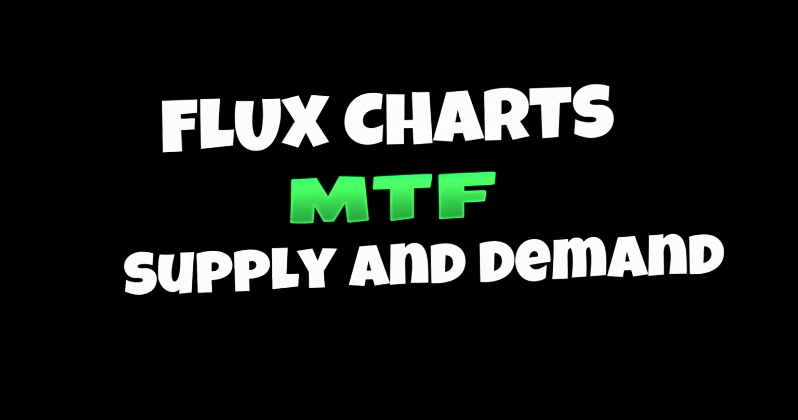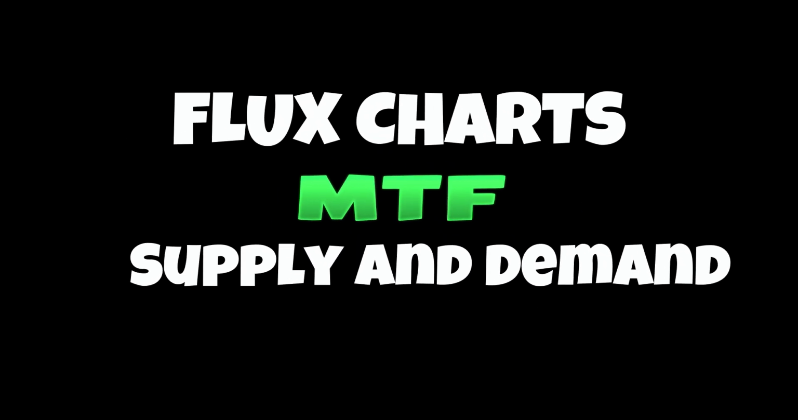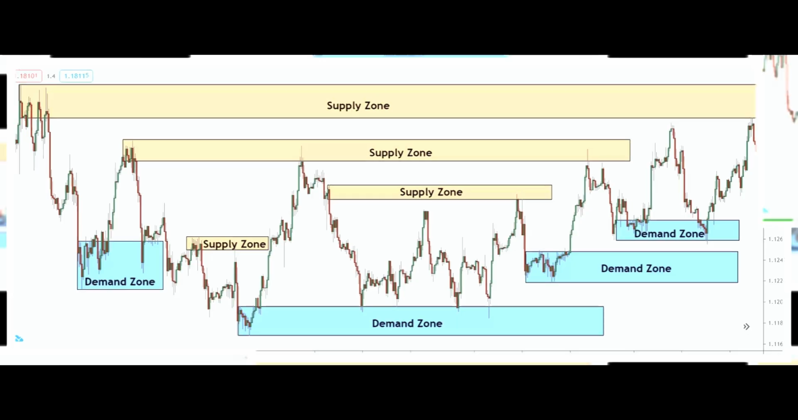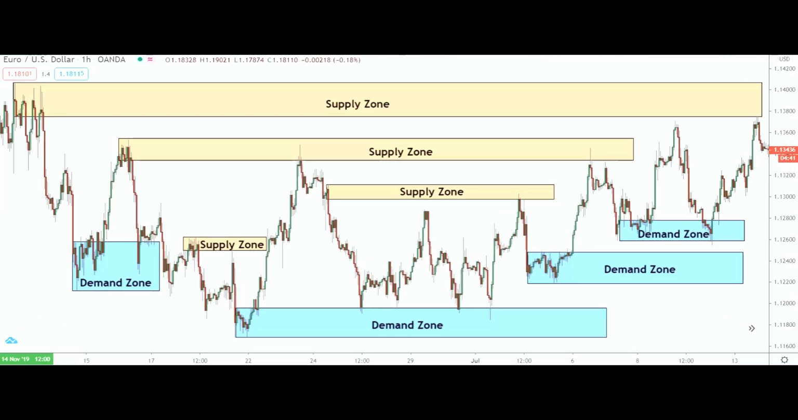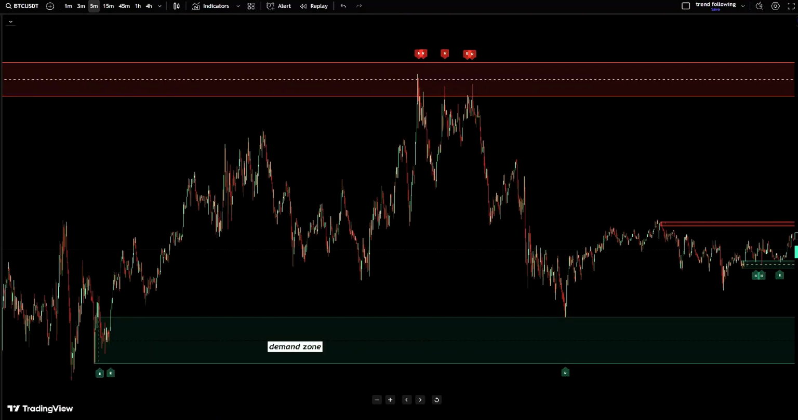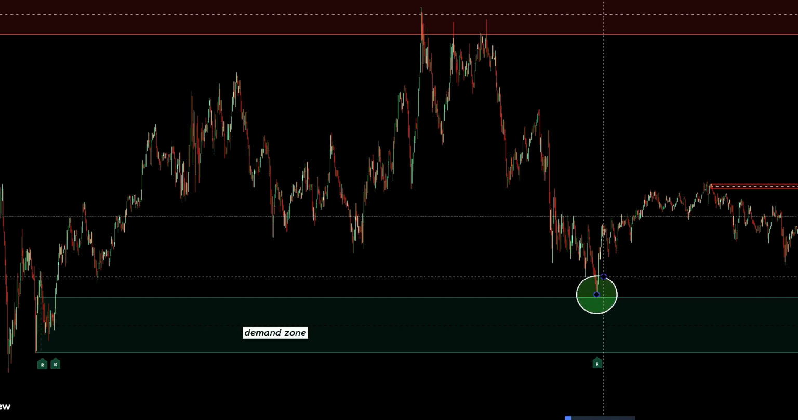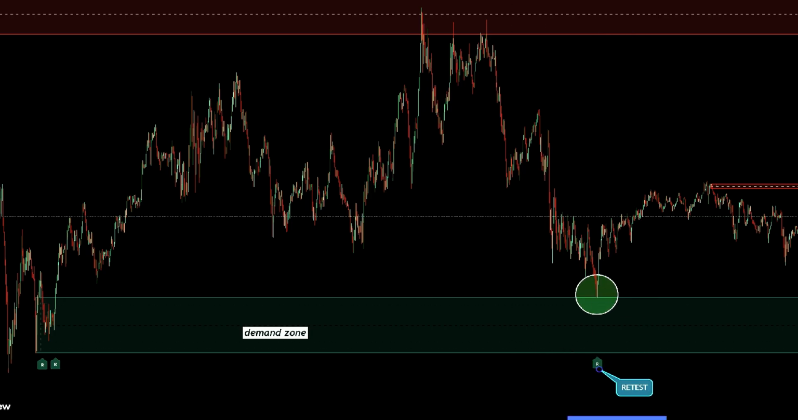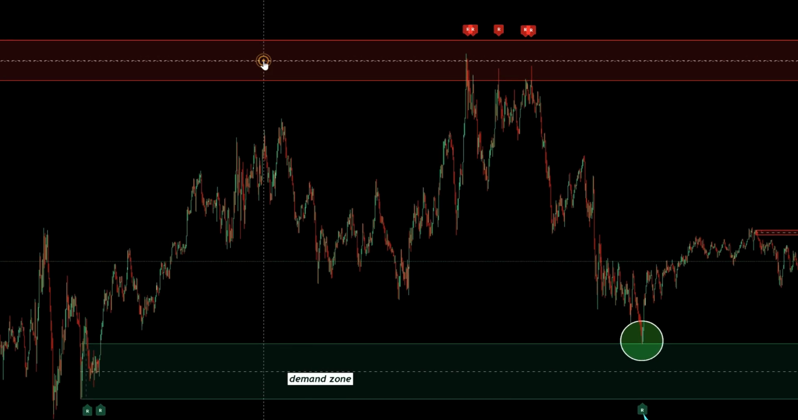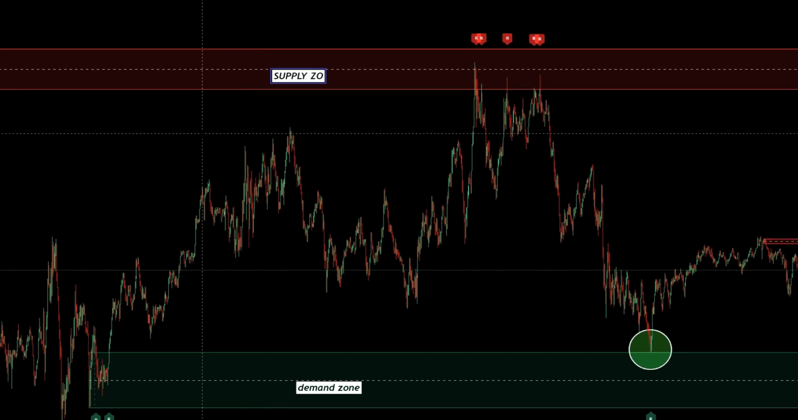This is the Flowchart's MTF supply and demand indicator. It automatically finds the institutional zones for you. No more guessing. It prints the walls and floors right on your chart. By default, it's looking for retests. See this. Price comes down, taps the demand zone it found, and prints a retest signal. A classic buy. Up here, it finds a supply zone, price hits it, bam, a retest signal to sell.